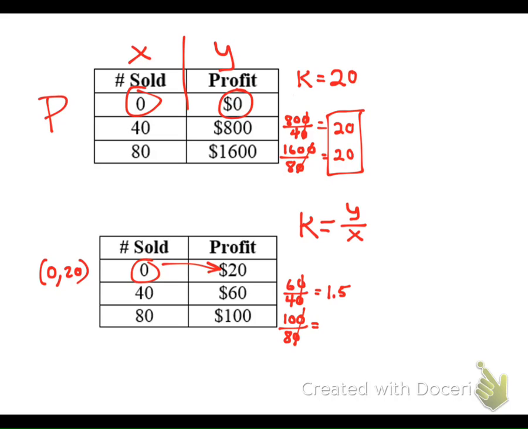I know 8 goes into 10 one time with 2/8 left over, or that's going to be 1 1/4. Or, again, if I go to my decimal point, 1.25. Now notice these numbers do not match. Since they don't match, this is not a proportional relationship.